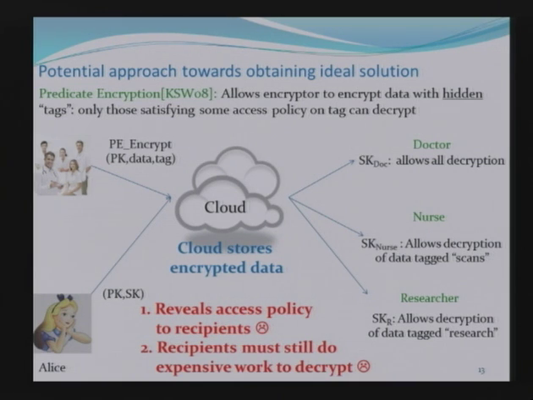Why might this be a problem? Say Alice is taking part in some sort of research study related to mental health or something like that, right? So now my access policy is going to say, if the data is tagged mental research study or something, give it to the researcher. And now if the recipient is learning this access policy, this itself leaks information that maybe there is something wrong with Alice's mental health, and that's why she has this in the access policy in the first place. So the access policy itself might be sensitive in some applications, and if we were to use this approach to solve the problem, we'd be revealing the access policy to recipients.